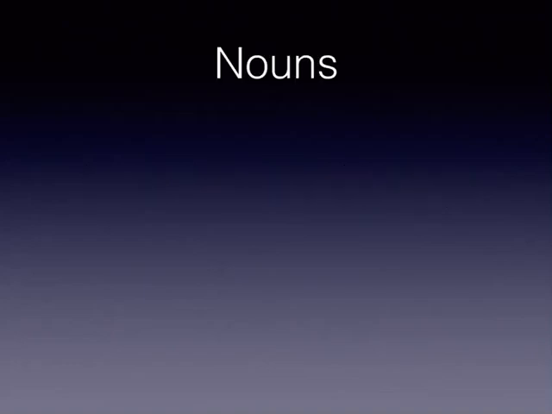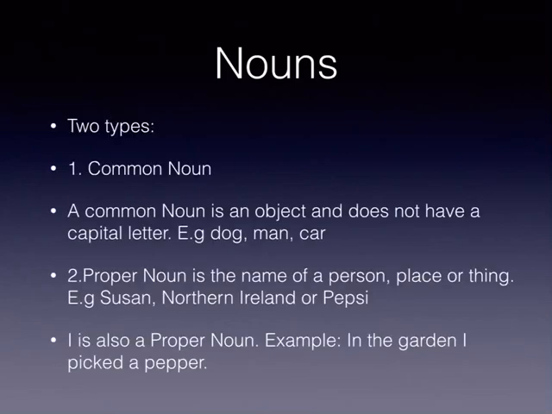Alright, so nouns. There are two types. We have a common noun, which is just an object that does not have a capital letter. So you've got dog, man, car, cup, bottle, ball. And then we move on to our proper noun. Our proper noun is the name of a person, place, or thing. So they have to be specific people, places, or things.